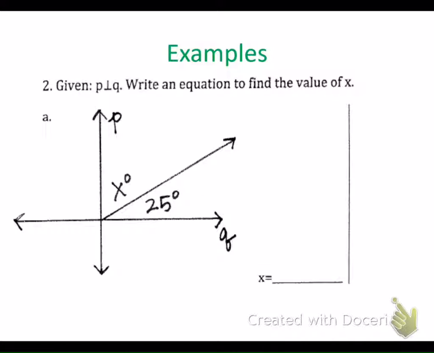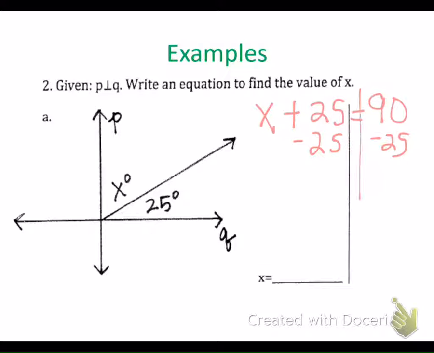Okay, so we're going to solve. These are going to be our main problems. All we do is add them up and set them equal to 90. So we're going to add everything and set them equal to 90 degrees. So x plus 25 equals 90. Subtract 25 on both sides. So x is equal to 65.